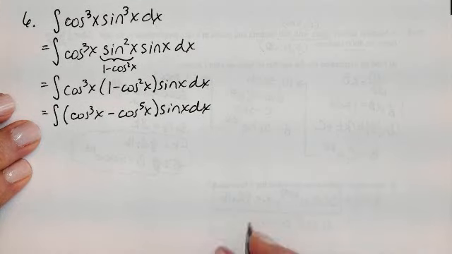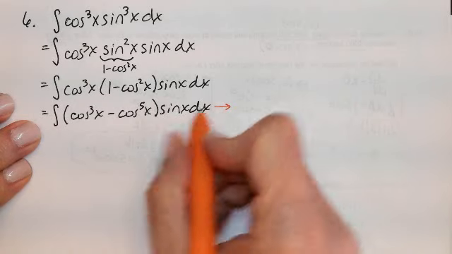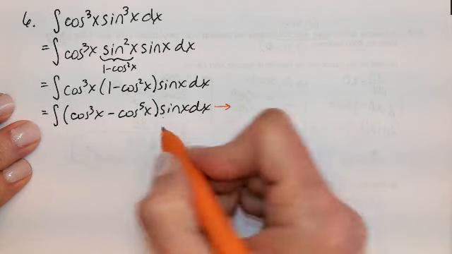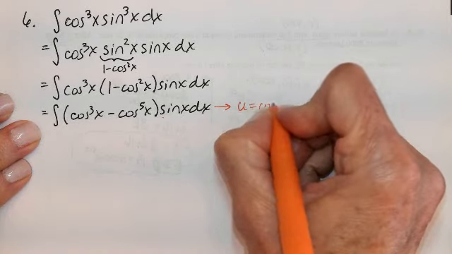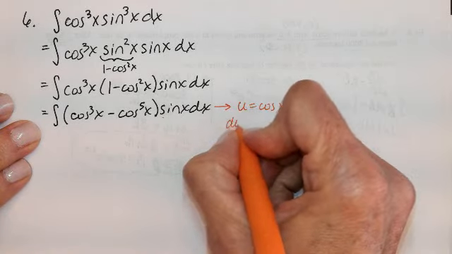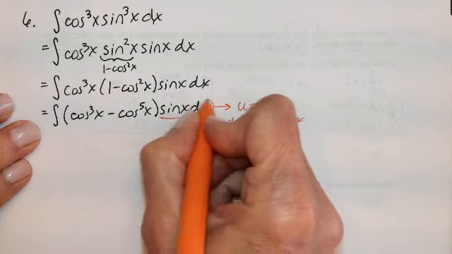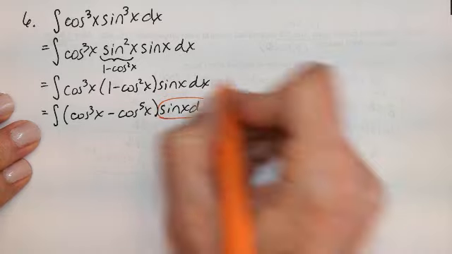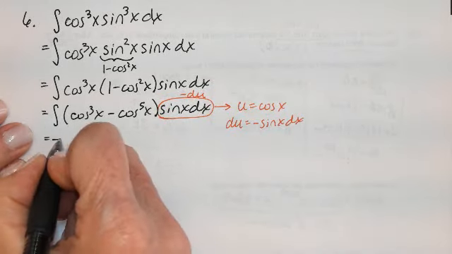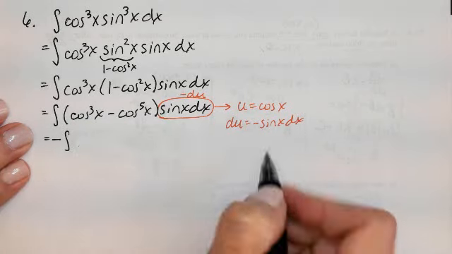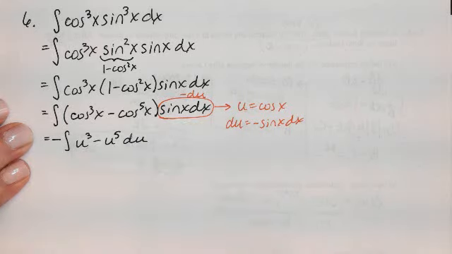Now I'm liking it, because now I can do the u sub that I wanted to do earlier, because I just have a single sine over here that's going to be part of my du. So I'm going to let u be cosine x, du is negative sine x dx. So in place of this sine x dx, I'm putting a negative du, and then I'm pulling that negative outside: negative, u cubed minus u to the 5th du.